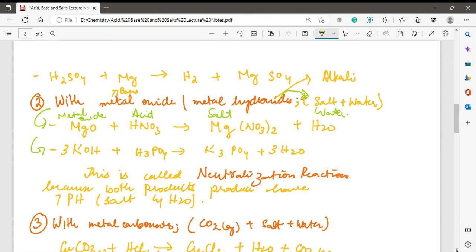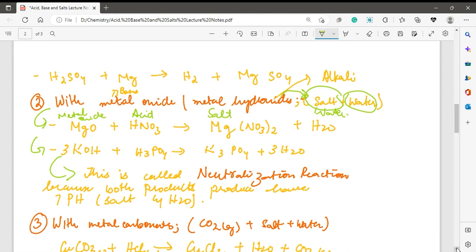So the products for the metal oxide and metal hydroxide are exactly the same. That's why I had written both of them in the same category. This reaction is also known as the neutralization reaction. This is one of the most prominent reactions in chemistry. Why is this reaction known as neutralization? Because the two products produced, salt and water, are neutral compounds. Both of these compounds have a pH of 7. So that's why we call the reaction of an acid with metal oxide or metal hydroxide a neutralization reaction. This is another name for this reaction.